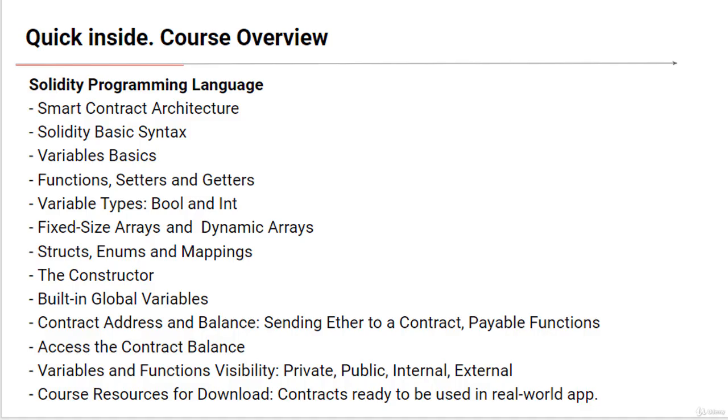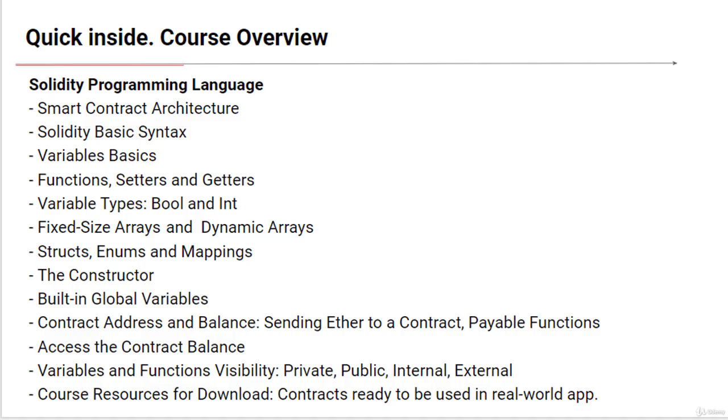You'll learn about smart contract architecture, Solidity syntax, state variables, functions, getters and setters, arrays, structs, enums and mappings. You'll find out what the purpose of the constructor is, how to send Ether to a contract balance, or how to access the contract balance. After going through this section, you'll have a solid understanding of the Solidity programming language.